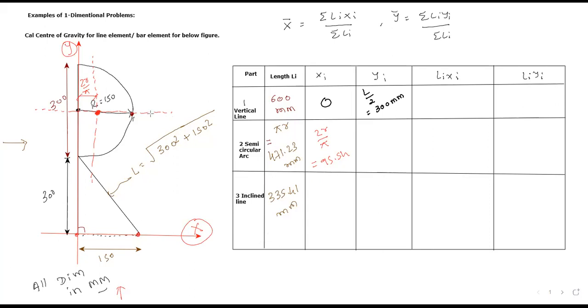Now tell me, what is your y for this semicircle? What will be this distance? 300 plus 150. Is it clear or not? This distance will be your radius, that is 150 given in the data. Okay, so your y is nothing but 350 plus 300 plus 150, 450. I hope it is clear.